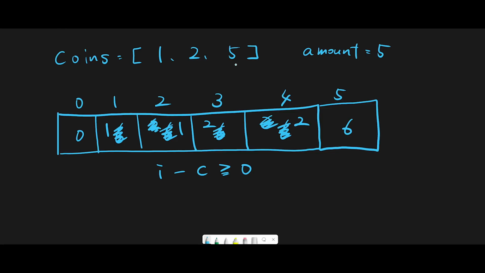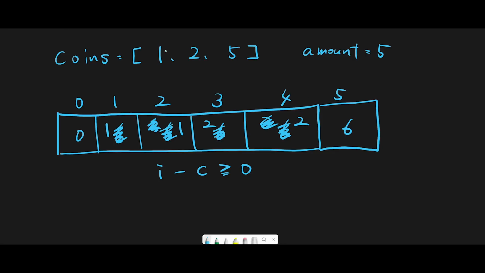And then move next, coin 5. And we cannot create the amount 4 with coin 5. So 4 minus 5 is minus 1. So we skip. And then move next. So finally, target amount. So we do the same thing.